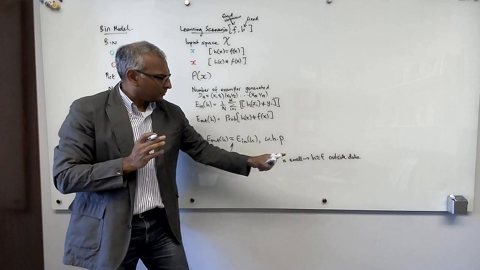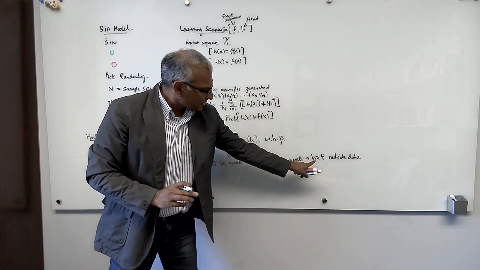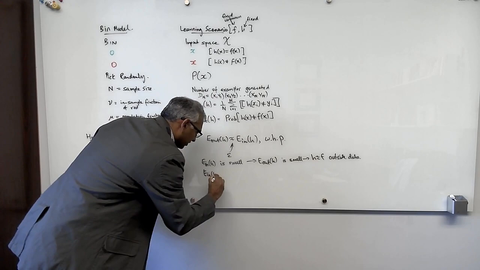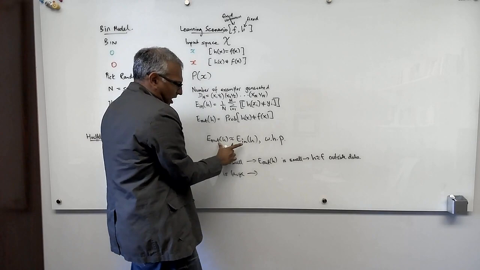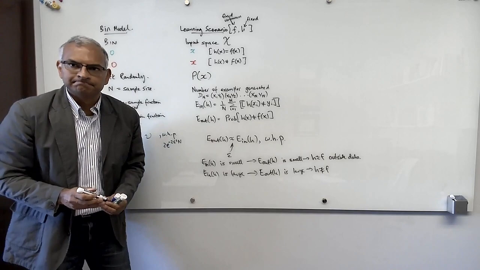And what that means is that we have learned. We can take this h and use it with confidence, up to some high probability, and be reasonably assured that we will be able to approximate f. On the other hand, if E_in of h is large, that similarly means, because E_out is approximately equal to E_in, that E_out of h is large, which implies that h is not approximately equal to f. We're out of luck.